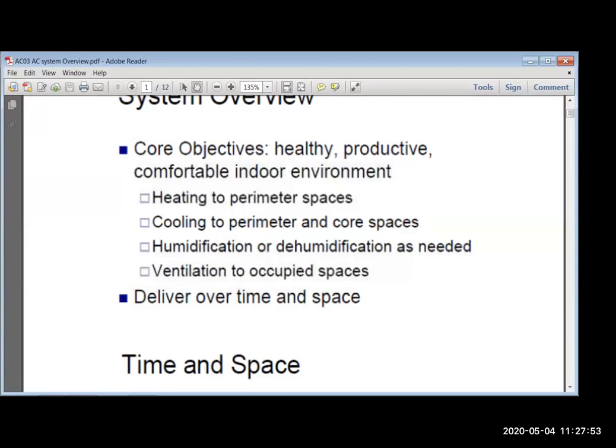So humidification or dehumidification is needed. Sometimes humidification is required in winter, and dehumidification is required in summer and wet weather.